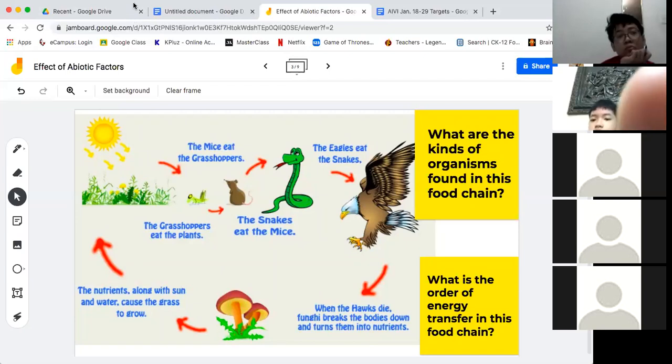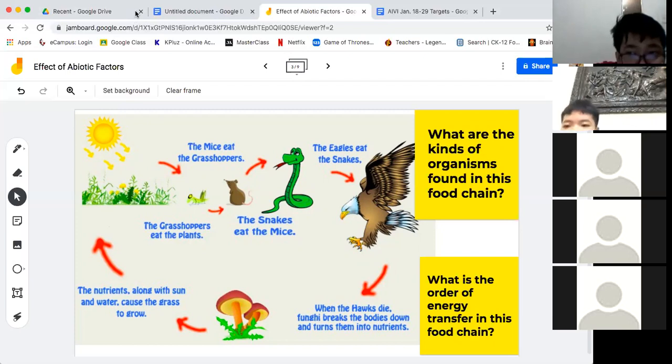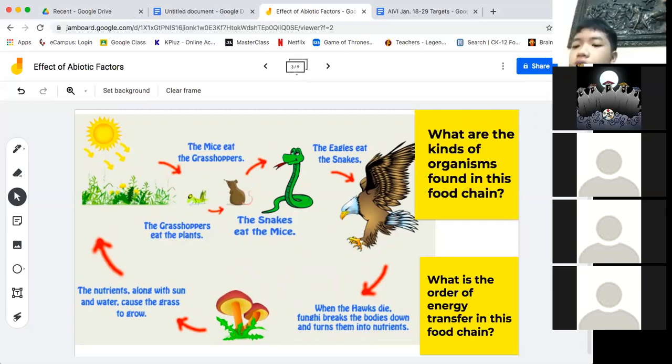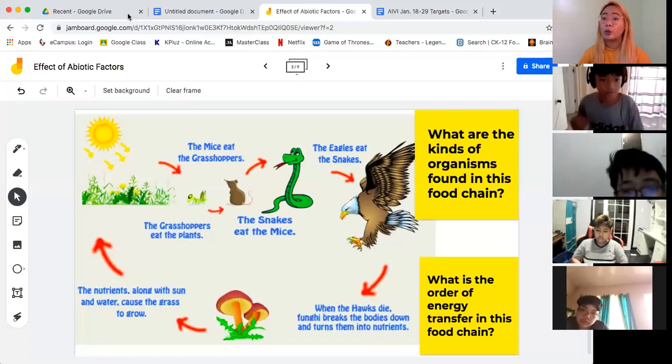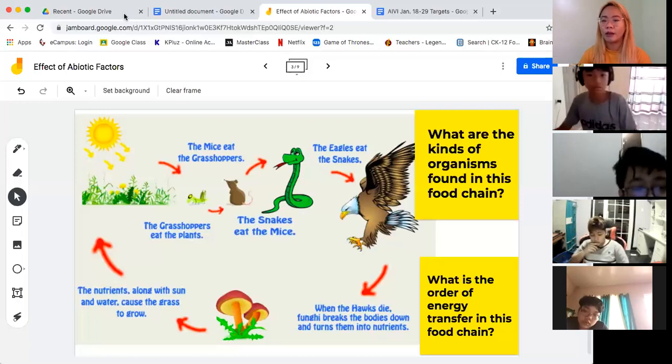Kuya Jared, can you give me one kind of organism that is found in this food chain? Sure, there is an eagle. Okay, there is an eagle. And what kind of organism is an eagle? It is biotic. It is a bird. Okay. We said in an ecosystem, we have different kinds of organisms. We have producers, we have consumers, and we have, what do you call this?